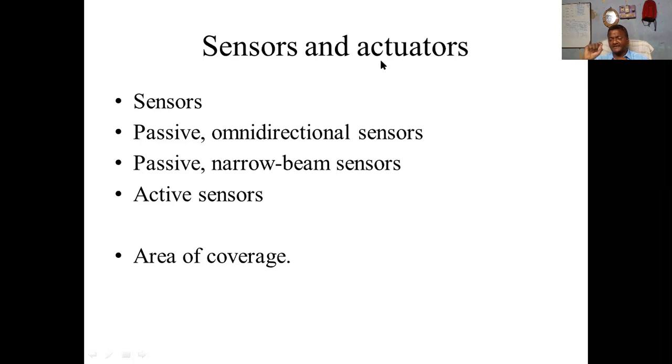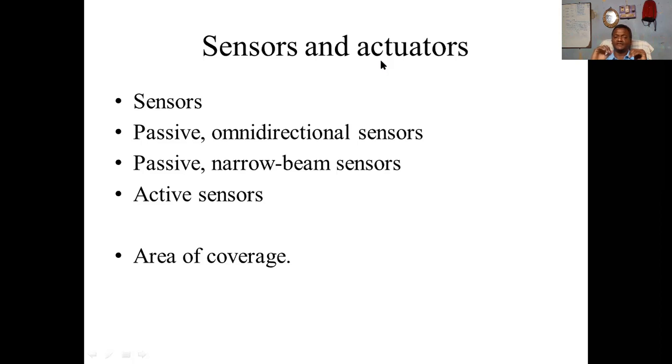What is the passive and what is the active? Passive means that without any change to the environment, the sensor just detects the physical quantity, and according to the physical quantity, a corresponding signal is generated. This is called passive. Without disturbing the environment, it just collects the physical quantity and converts it into a corresponding signal.